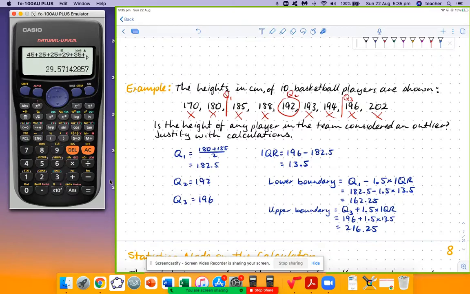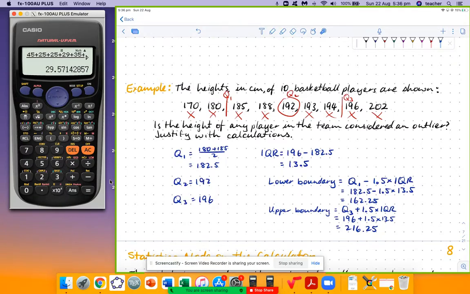So you can see 196 and 202, it looks like there's a pretty big gap there, or even 180 and 170. But if we take into account the whole scheme of things, even though there is a big gap there, it's not considered an outlier yet because the scores are pretty evenly spread out across those. So that's how we work with outliers.